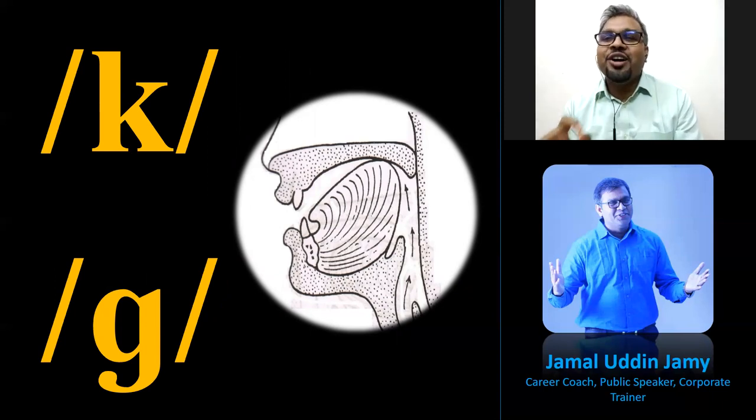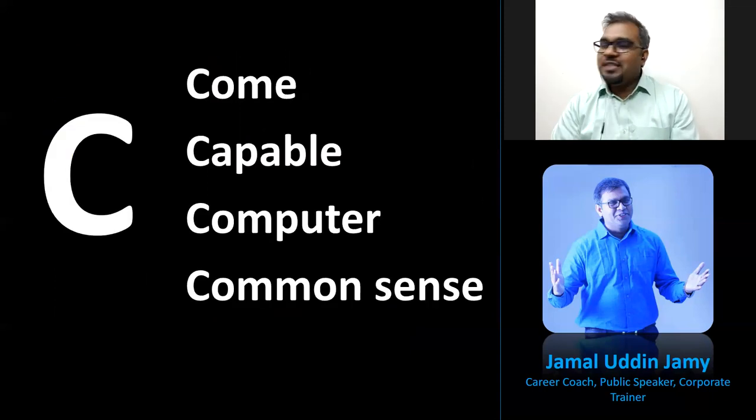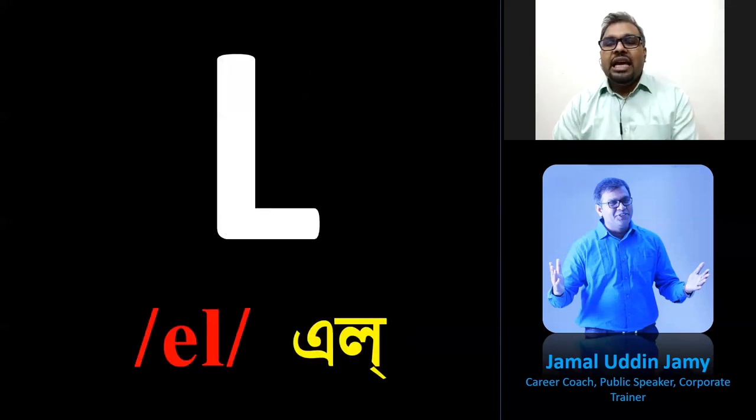K, G, don't do that. Yes, K. Ga, ka, ga, ka. Let's practice with some examples. Come, capable, computer, common sense. L, it's easy to pronounce.